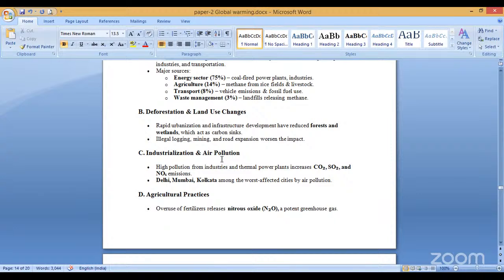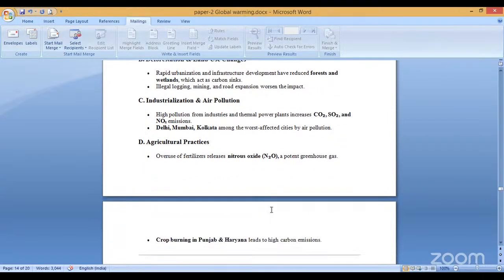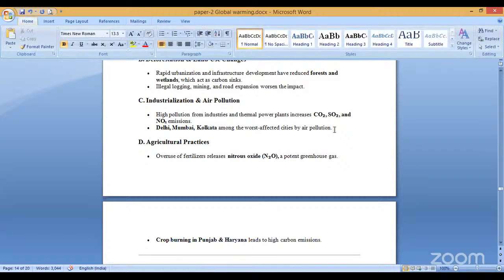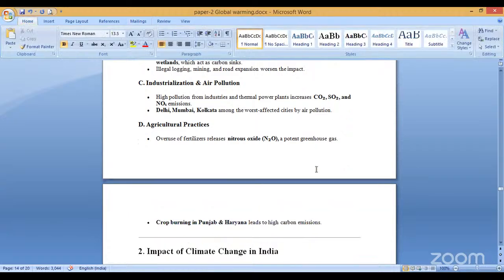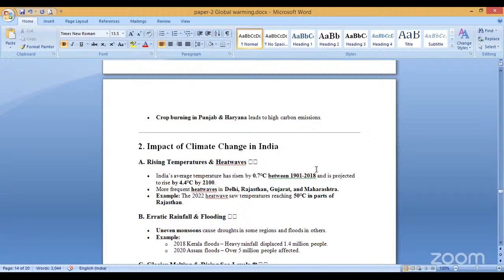Then coming to the next one, agricultural practices. Overuse of fertilizers releases nitrous oxide, a potent greenhouse gas. Crop burning in Punjab and Haryana leads to high carbon emissions.